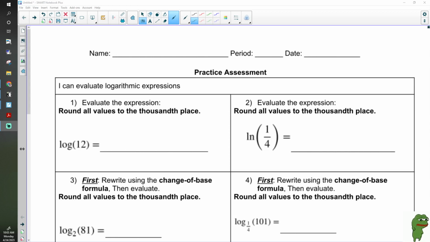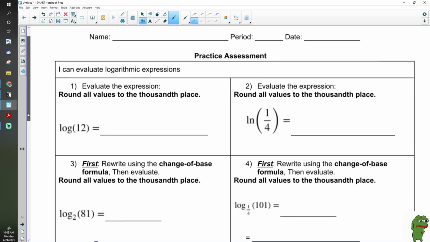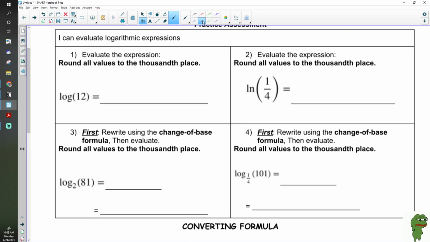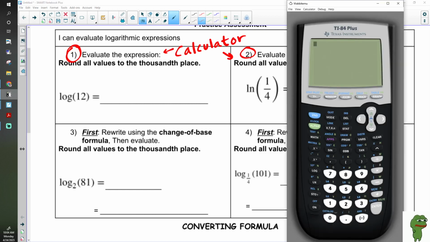The first 4 problems are all about your calculator. It's the beginner level of these problems. It's just being able to evaluate, which is find the number that is equal to the log. Number 1 and 2 are easy peasy lemon squeezy, as easy as it gets. 1 and 2 are all with the calculator, so probably good to take it out and get this done. Okay? So we pull up our calculator.